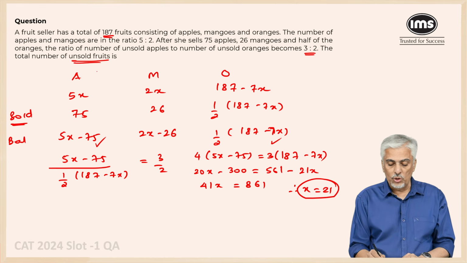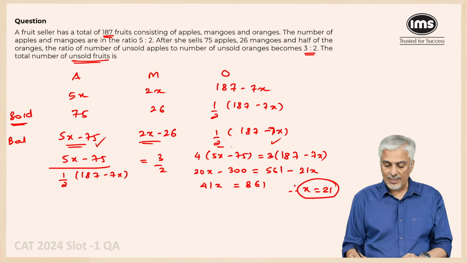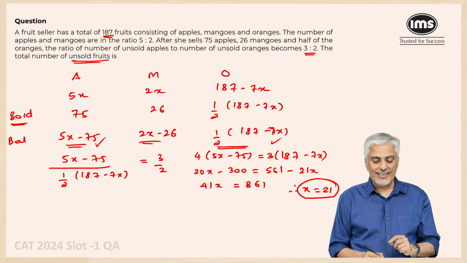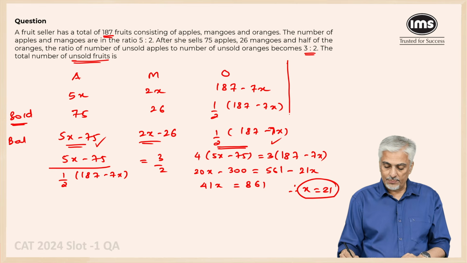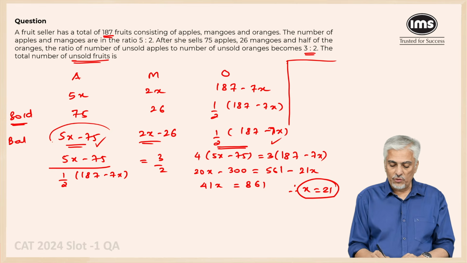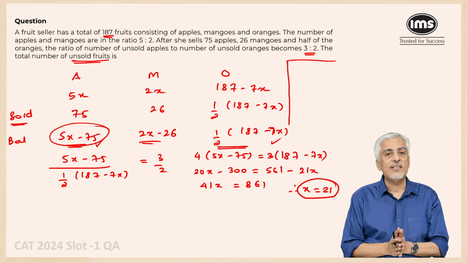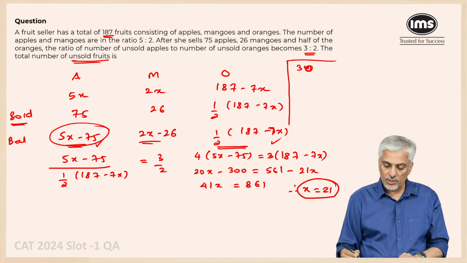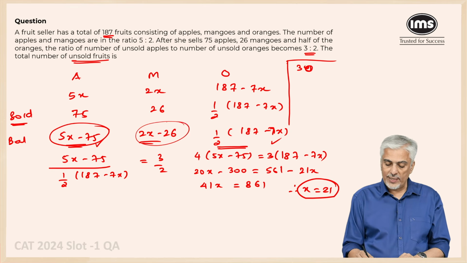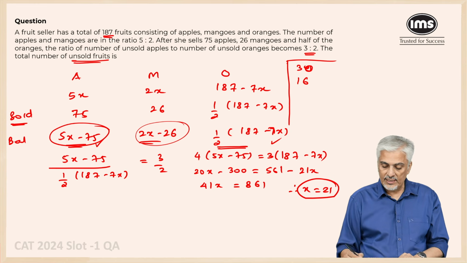Number of unsold fruits. So unsold fruits is over here, this plus this plus this. So that part was slightly tedious. Do it very carefully. Number of apples unsold, I'm just going to write that over here. Number of apples unsold, 5x minus 75. That is 105 minus 75, 30. 30. 2x minus 26. 42 minus 26 is 16.